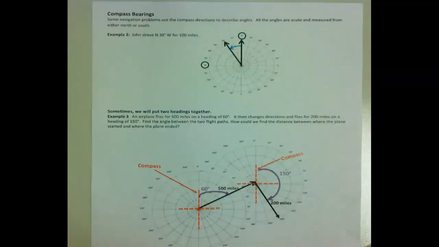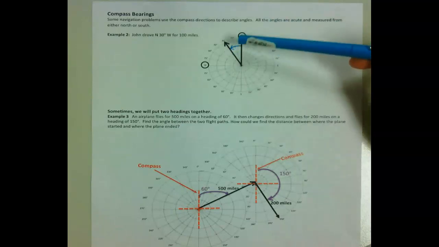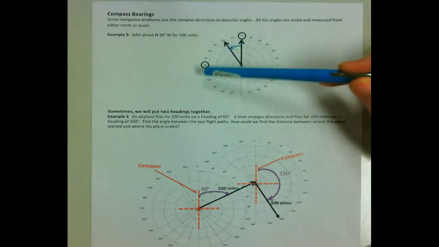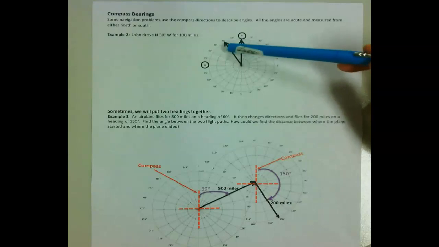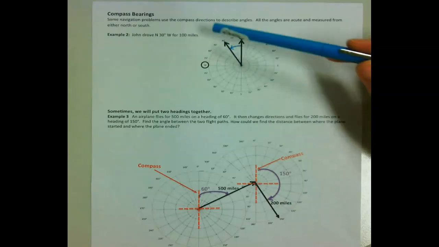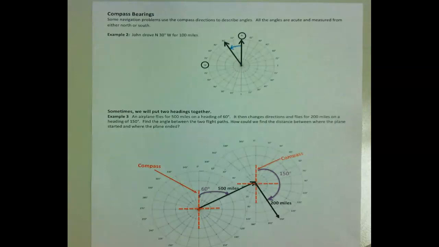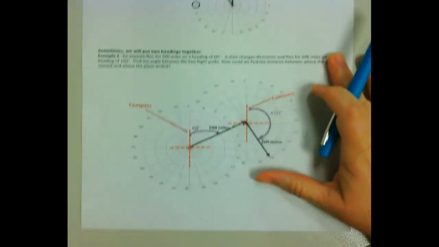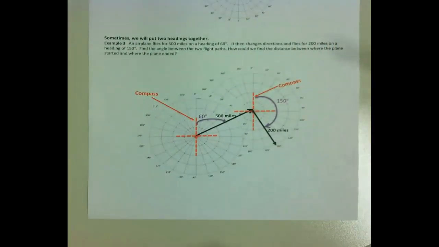A compass bearing is a navigation description of all the angles, acute and measured from either the north or the south line. So John drove north 30 degrees west for 100 miles. So from the north to the west, he went 30 degrees this way, and so that's the path that he's traveling for 100 miles. Sometimes you have a change of bearing in the middle of a problem.